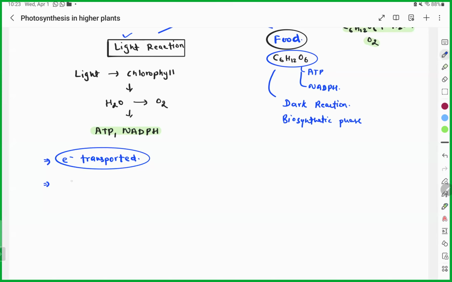So we read about two, three topics. One, cyclic photophosphorylation, non-cyclic photophosphorylation, and chemiosmotic hypothesis. Right. Chemiosmotic hypothesis. How electron transportation is responsible for this.